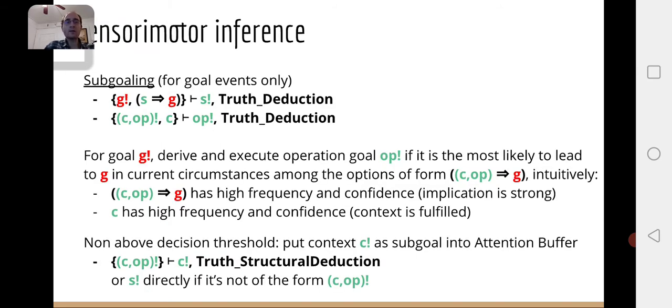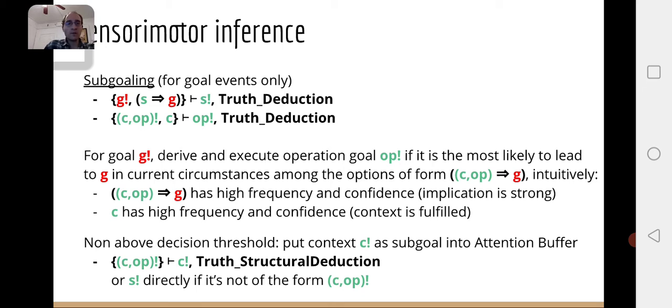A more complicated form of sensory motor inference is goal derivation. If you have a goal G, and you know that S leads to G, then you can derive S as a subgoal. The second case is, if you have a goal to execute a certain operation in a certain context, and the context is fulfilled, then you want the operation to be executed.